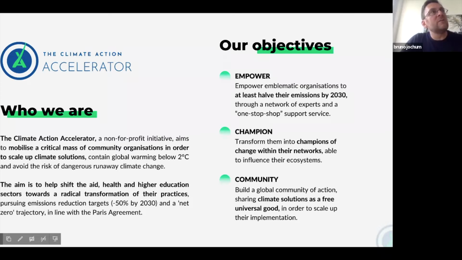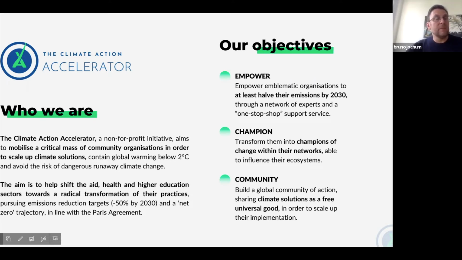Now, who are we? I'll just give a little information on what the Climate Action Accelerator is. It's a not-for-profit initiative. It was created about 18 months ago and based in Geneva. Its aim is to mobilize a critical mass of community organizations to scale up climate solutions and contribute to the stabilization we're all looking for, with a specific focus on the aid, health, and higher education sectors. Here we will focus on the international aid sector, which is the first one we've actually mobilized. But we're about to also develop activities with health actors in different societies.